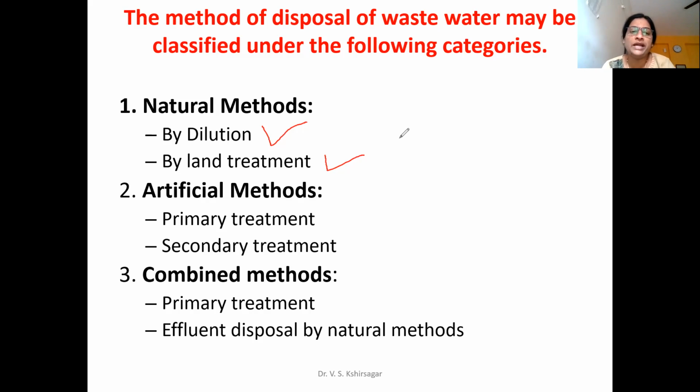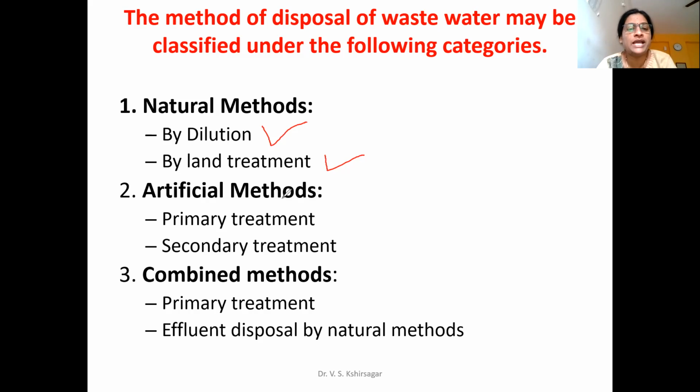And another one is by land treatment. For land treatment, you can dispose of it on the land and let it get filtered out and percolate into the ground. While percolating itself, it is getting treated. Likewise, when you are disposing into the river, along with the river water, it is also flowing, and by the natural method it is getting treated in the river itself. That is known as the dilution method.